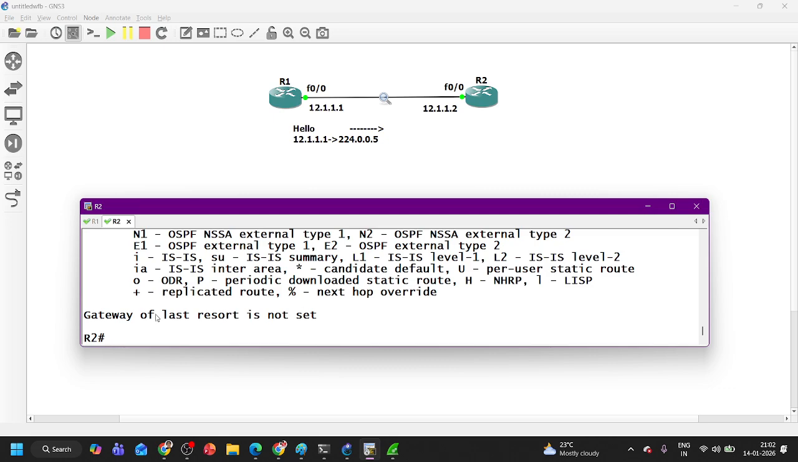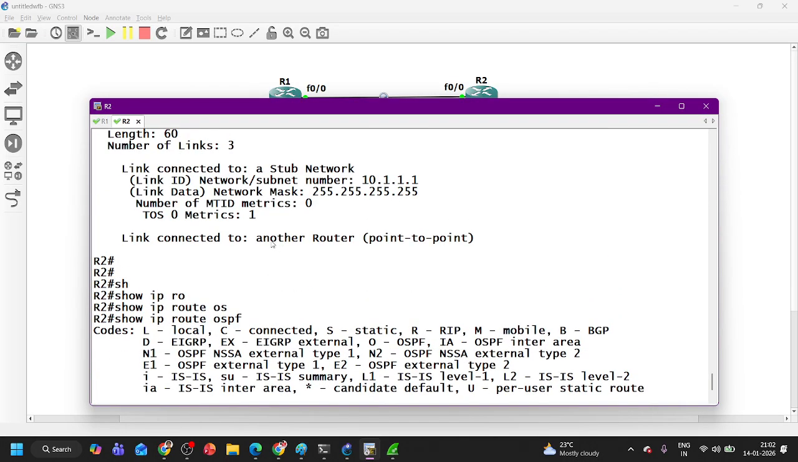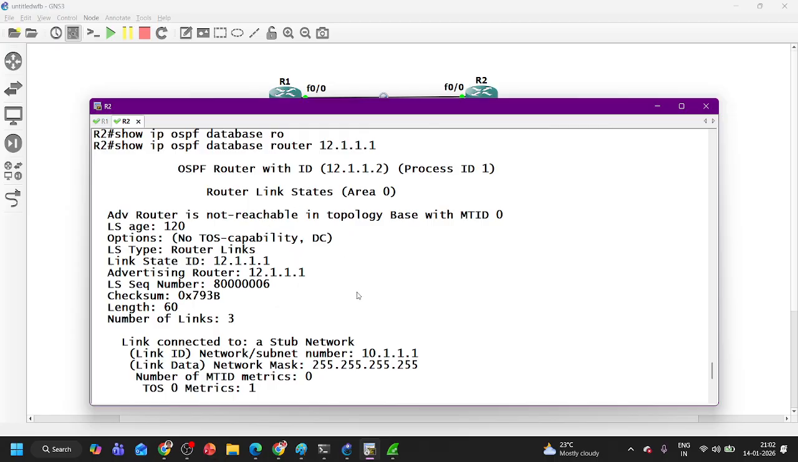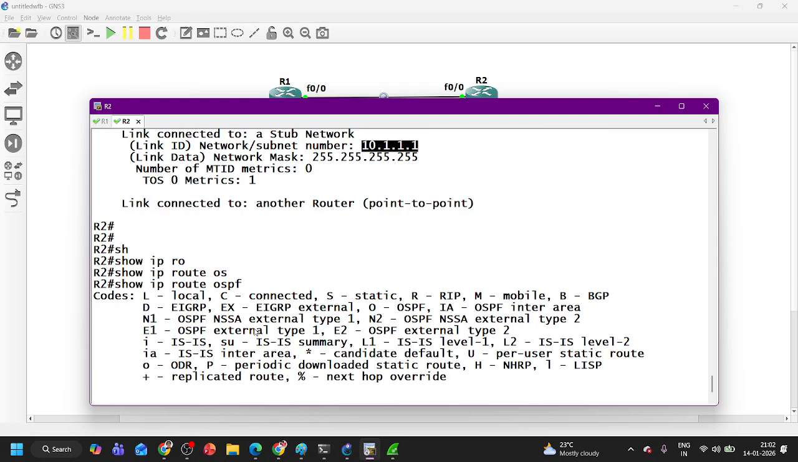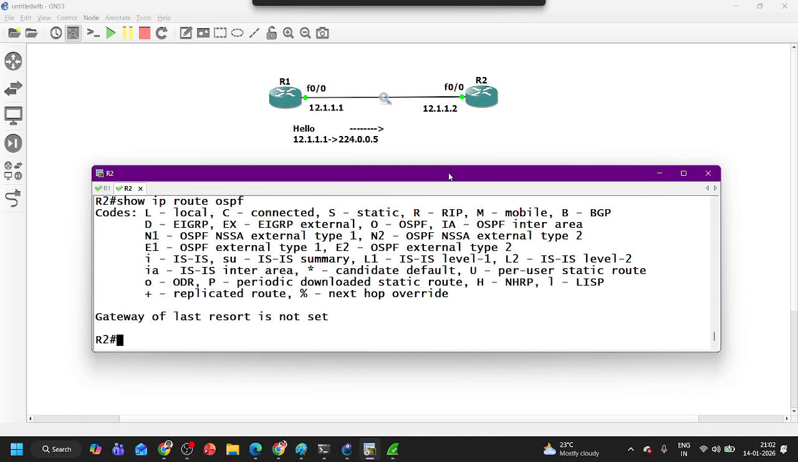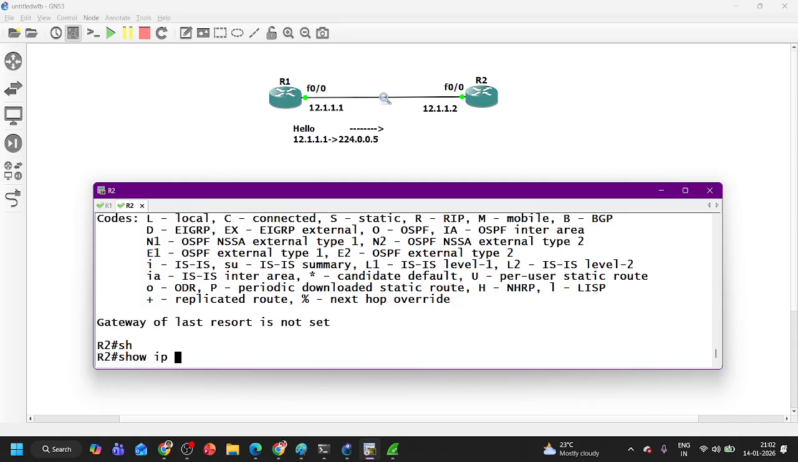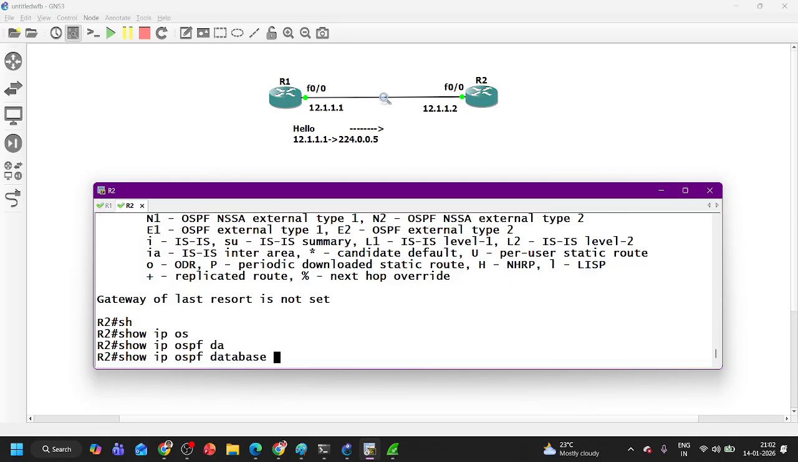Okay, the route is present in the database, so show IP route OSPF. You can see it has not installed 10.1.1.0/24 in the routing table. Prefix is present in the database but not in the routing table. In database you can see 10.1.1.1, but why is it not in the routing table? Because network type is not same. So if network type is not the same between the routers, maybe your routers will become neighbors. They can have neighborship in full state, database is exchanged, but the route will not be installed in the routing table.